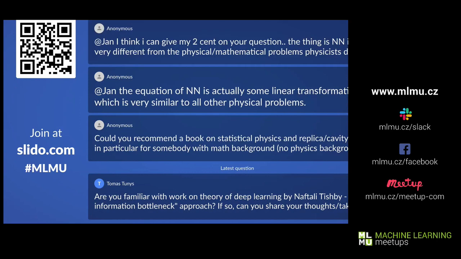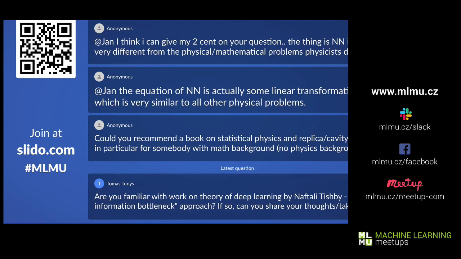Jan, I think I can give my 2 cents on your question. The thing is, a neural network is not very different from the physical mathematical problems physicists deal with. That's what I was trying to give you in the dictionary: if you just translate the terms, you end up with a mathematical structure that is very much related. I didn't say the term in the talk, but spin glasses would be a generalization of the Ising model, where not all the interactions between the little magnets are the same, but are random numbers. That has a very interesting behavior.